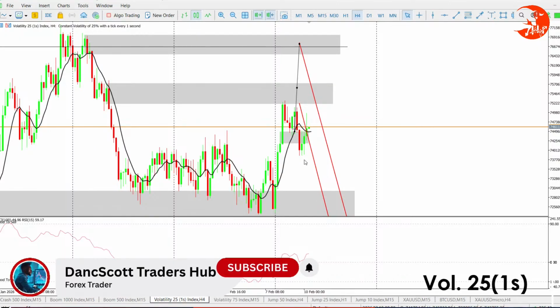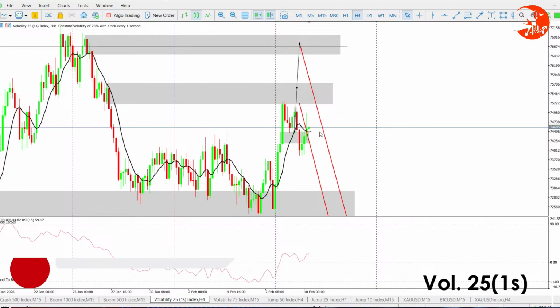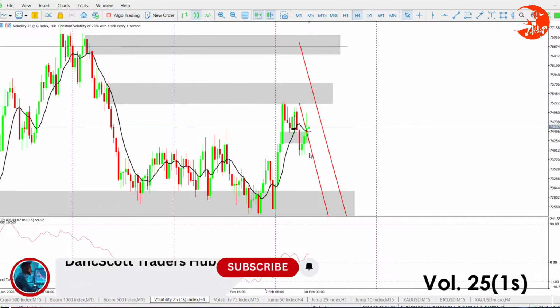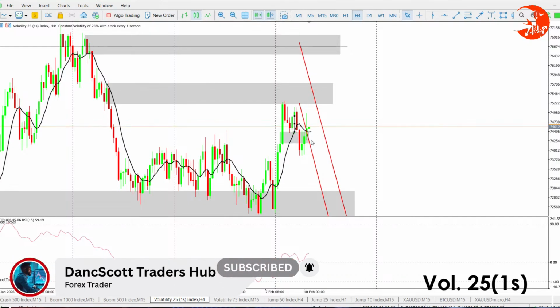That is a reversal signal. Let me just show it to you. Let me first delete this. I will bring it back if it is necessary. So what we have here is, first, this was a change of character right here.